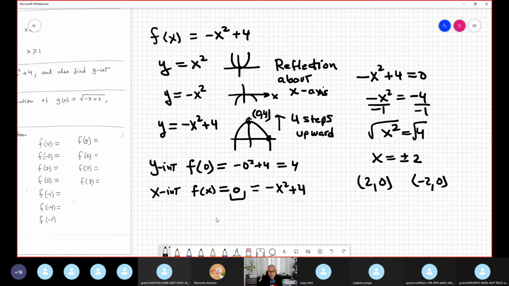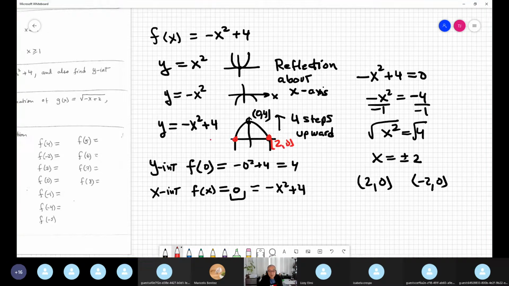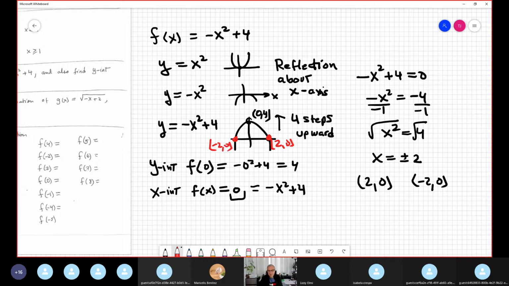And this is this point, let me use another color. This point and this point. This is 2, 0, this is minus 2, 0. Easy, eh? However, I want to do it elegantly. That is the reason I go to decimals. Okay, let's do it. Everyone follow me, guys?